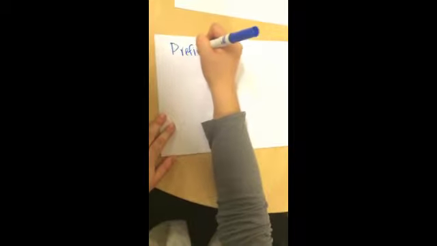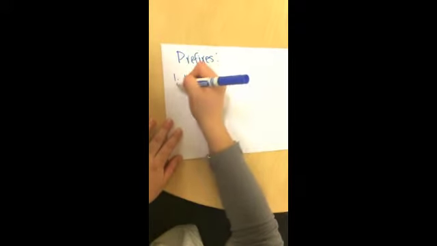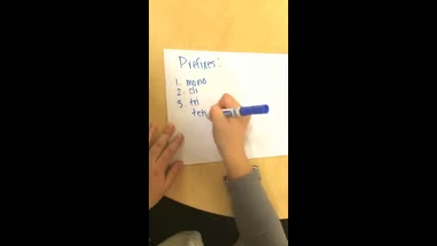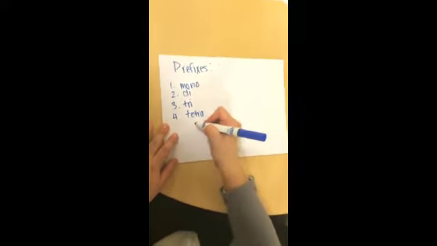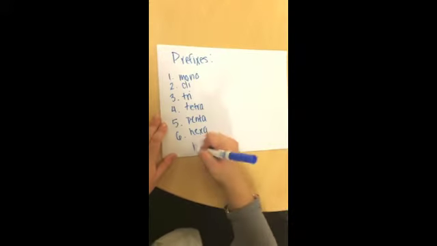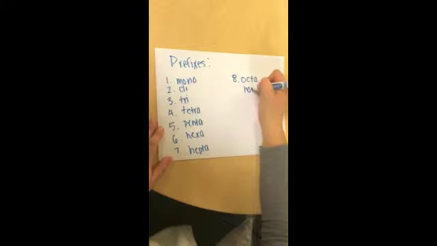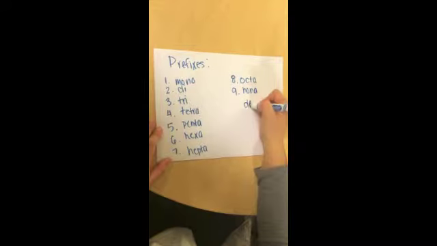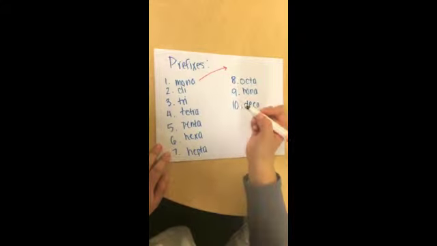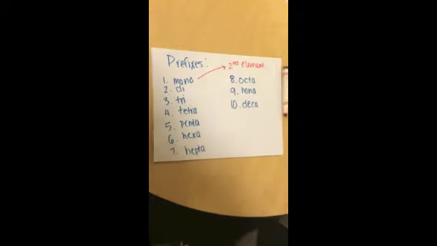So what are these prefixes? There is mono for 1, di for 2, tri for 3, tetra for 4, penta for 5, hexa for 6, hepta for 7, octa for 8, nona for 9, and deca for 10. But it is important to remember that mono can only be used for the second element. So now let's take a look at an example.